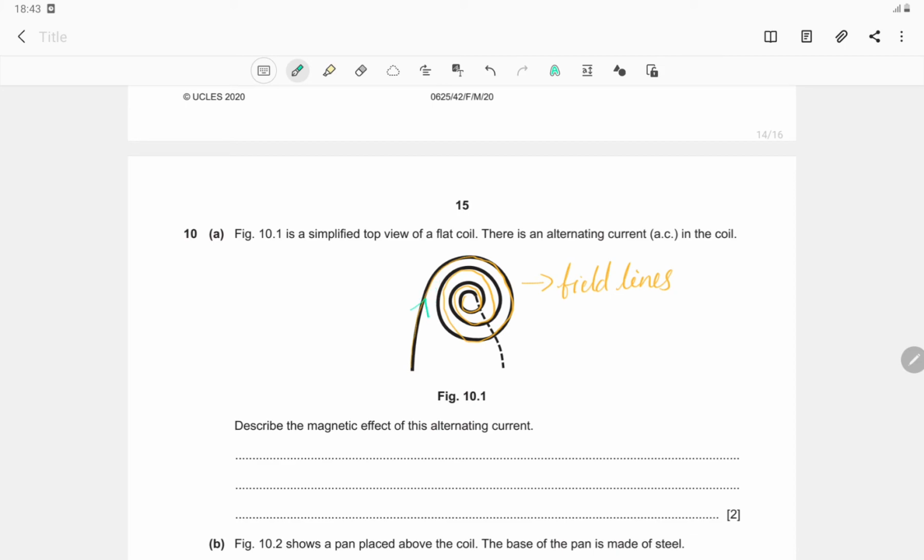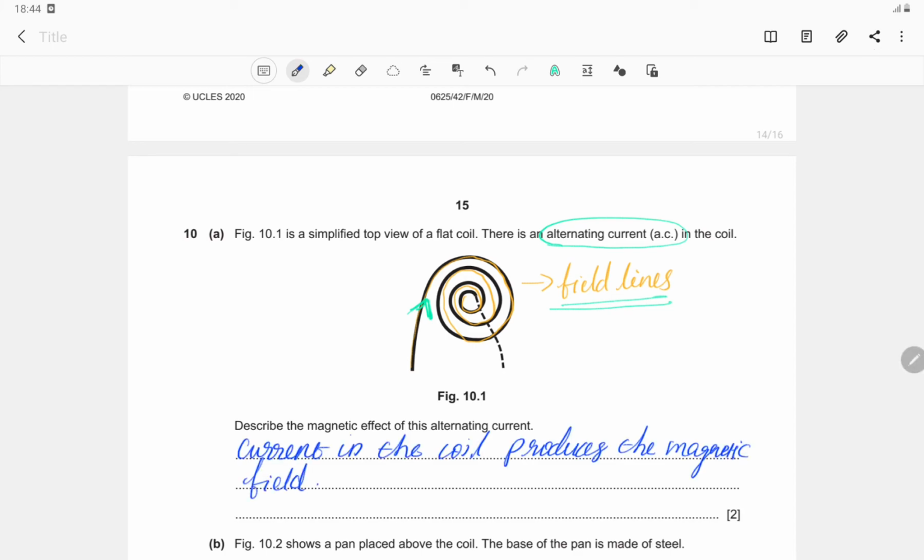But as you can see, the current which is connected to this coil is alternating current. As the current is alternating, that means the direction of the current keeps changing. If it's pointing upward, the next moment it will be pointing downwards, so that the field line's direction will also change. So this is what you need to write down. The current causes magnetic field lines around the coil. As it's AC, the field line's direction will keep altering.